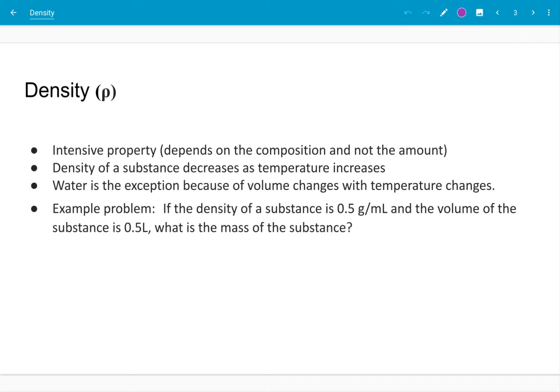So again, here is that symbol for density. I'm going to again rewrite that as mass divided by volume. It is an intensive property, meaning it depends on the composition and not the amount. The density of a substance will decrease as temperature increases. Water is the exception because the volume changes with temperature changes.